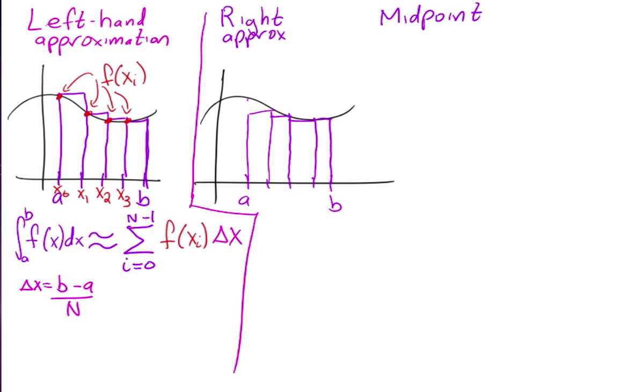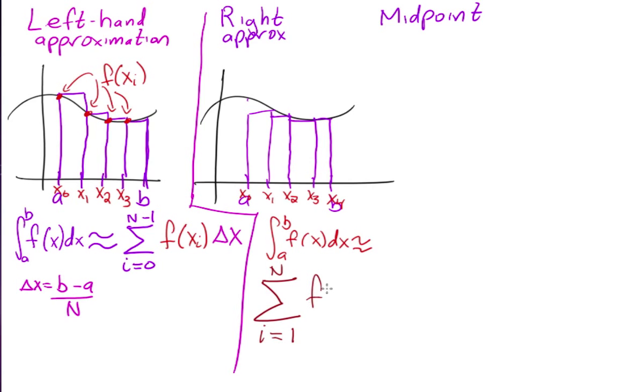I don't know why. Okay, so x sub 0, x sub 1, x sub 2, x sub 3, x sub 4. So the integral from a to b of f of x dx is approximately equal to, I'm going to write it down here because I don't have enough room, the sum from where to where? What's the difference between the right and the left? Start 1 over, right? So you start at 1 to n, but it's exactly the same thing, right?